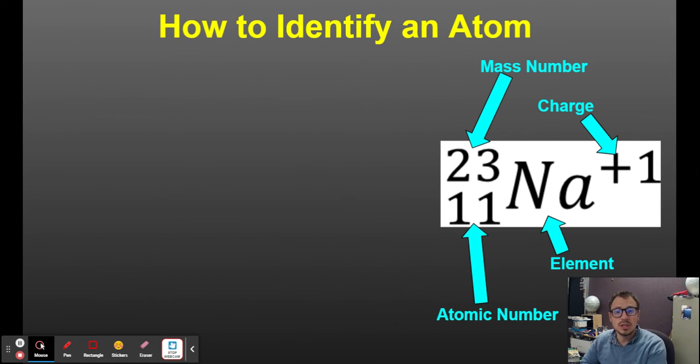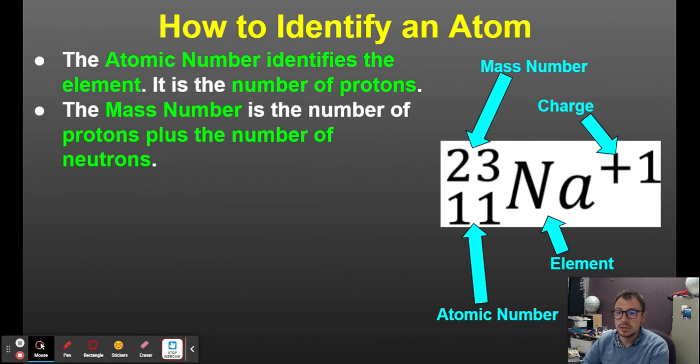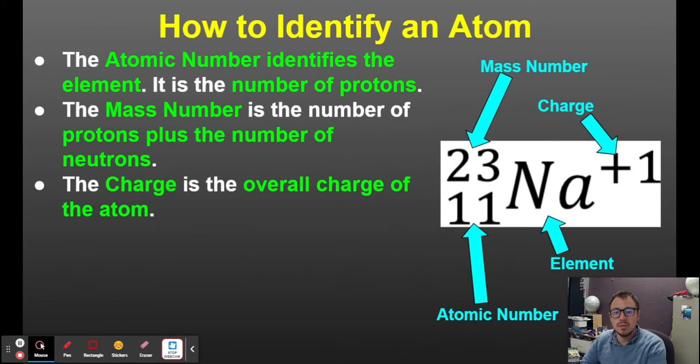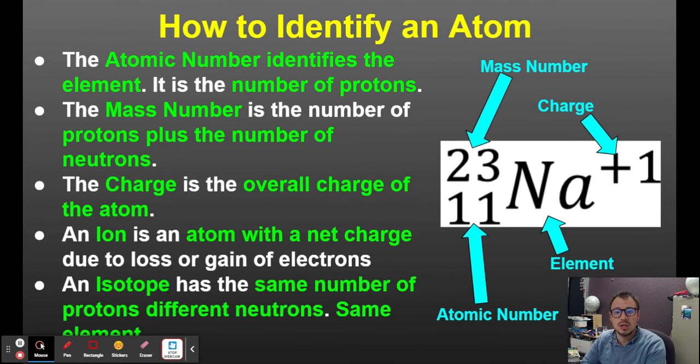All right, then we talked about how to identify the atom. So the atomic number, which is that bottom number, identifies the element, and it is the number of protons. So in this one, sodium has 11 protons. If it didn't have 11 protons, it wouldn't be sodium. The mass number is the number of protons plus the number of neutrons. So you can see here that's that top number, and the mass number is 23. The charge is the overall charge of the atom. And you can see here in the sodium, it does have a charge, which makes it an ion. So it's an atom with a net charge due to the loss or gain of electrons.